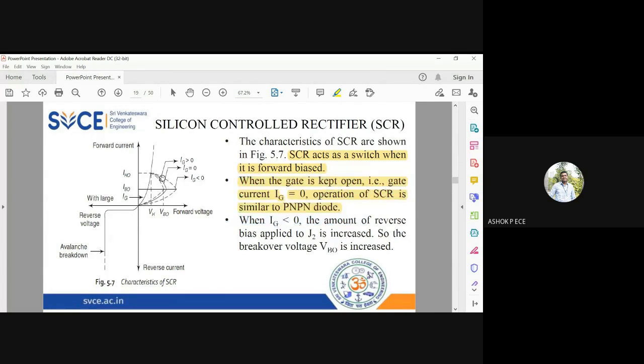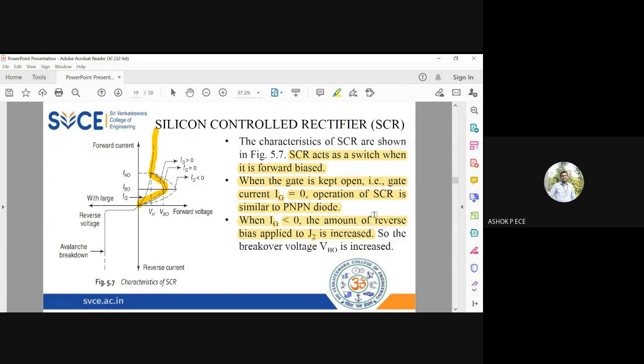When I give no input to the gate, it is just like your PN diode, where as you increase the voltage, the current will increase, achieve breakover, the current will still increase and then become constant. So when I am giving 0 input to the gate, or when I leave my gate terminal open, this SCR is going to function similar to your PN diode. When I give a negative current to the gate, the reverse bias is going to be larger. So the breakover voltage is increased.